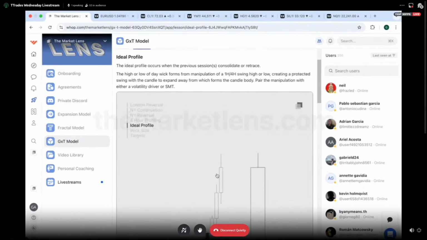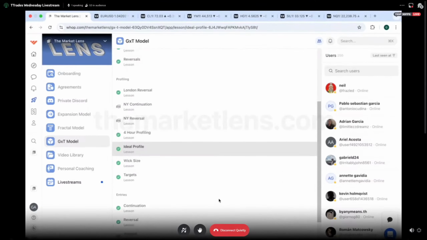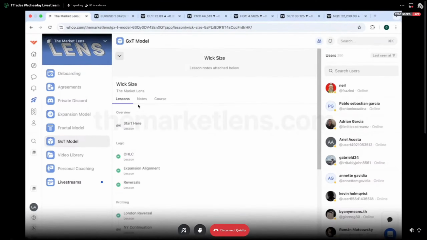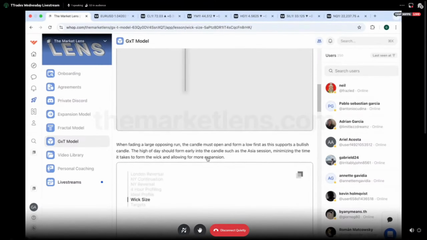And also, you need to align the manipulation with the wick size of the daily candle, right? You can't have manipulation expansion if you don't have that small wick, because in order to get expansion, we need that small wick supporting. So let's go to wick size. How to trade a reversal candle? Very specific, let's get into it.